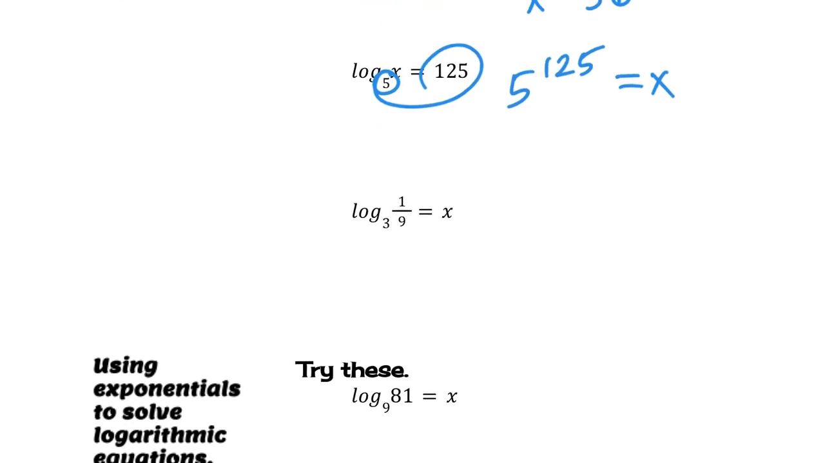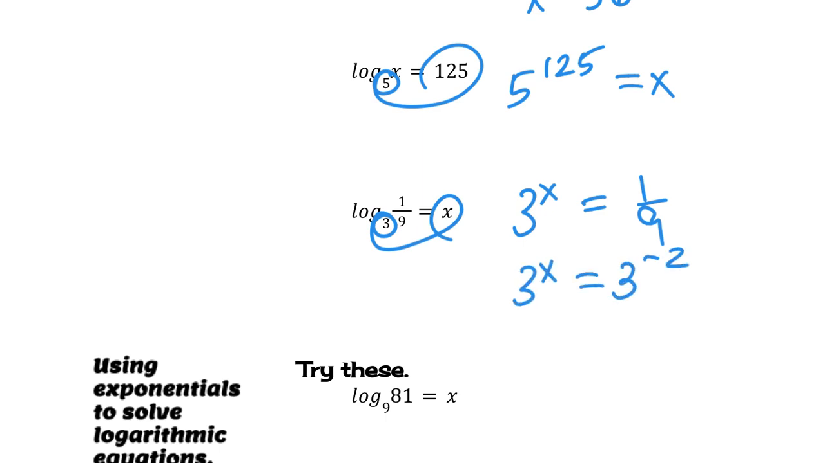Next one, we're going to say 3 to the x equals 1/9. Now, remember, we would get these to the same bases. So I'm going to say 3 to the negative 2. I don't even get to say it. Y'all say it for me. Drop the bases, and we get to say x equals negative 2.